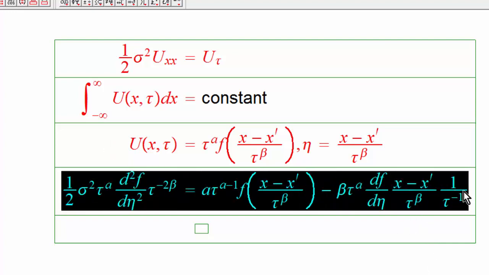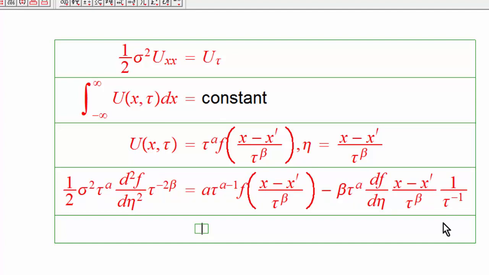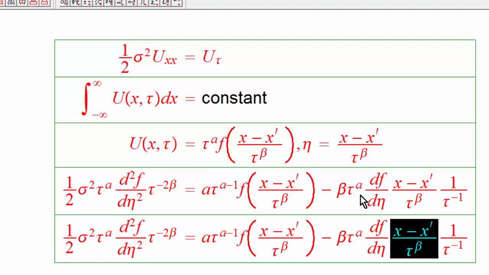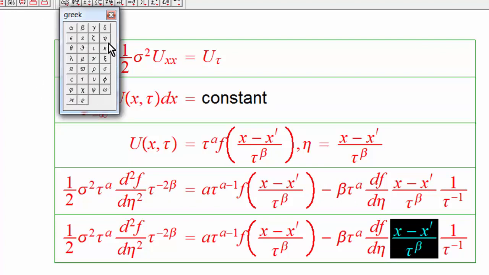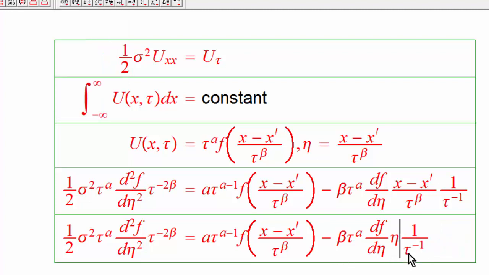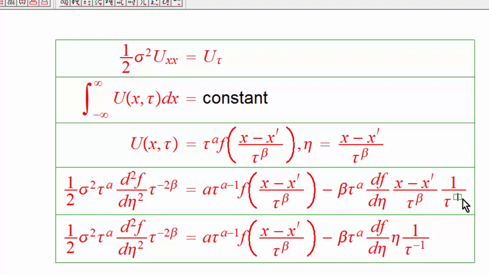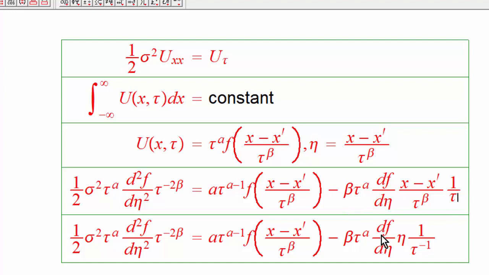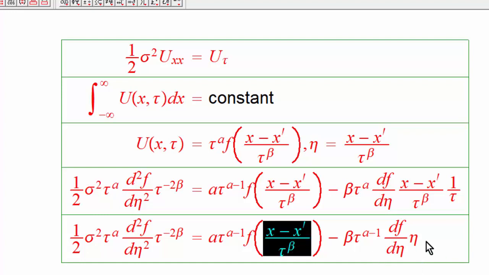So let's clean this up a little bit. I'm going to call this whole thing eta. And here I've got tau to the minus 1. Oh, that should be 1 over tau. That should just be tau here. 1 over tau. It's tau to the minus 1 up here. All right, what do we got? This is again eta. Let's put all our etas back.